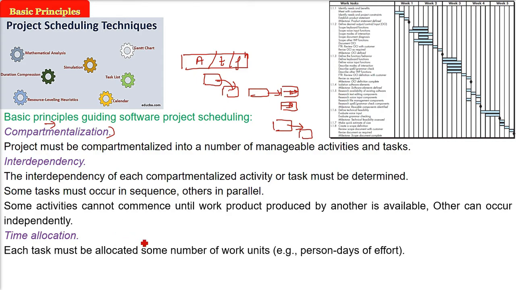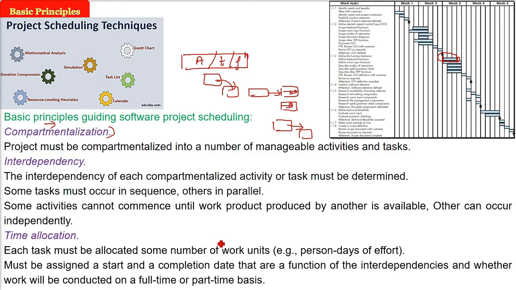Now the time allocation. Each task which you have decided must be allocated some number of work units, person days of effort, what time, what people. Okay, that means it must be assigned a start and an end date, a completion date, that are a function of the interdependency. You have to keep in mind interdependency, and whether the work is done on a full-time basis or part-time basis. Because part-time will take longer, full-time the time will be less.